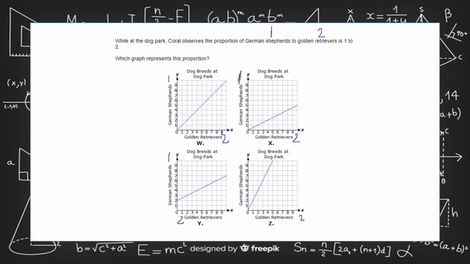Just so that it reminds me, I'm going to look for the point (2, 1) and see which one of my graphs says that. If I go over to 2 and up to 1, that's not on my graph, so that's not it. I go over to 2, up to 1. Okay, X does that. Let's check the next one. (2, 1), that's not it. And over to 2, up to 1, that's not it. So the one that does that is X.